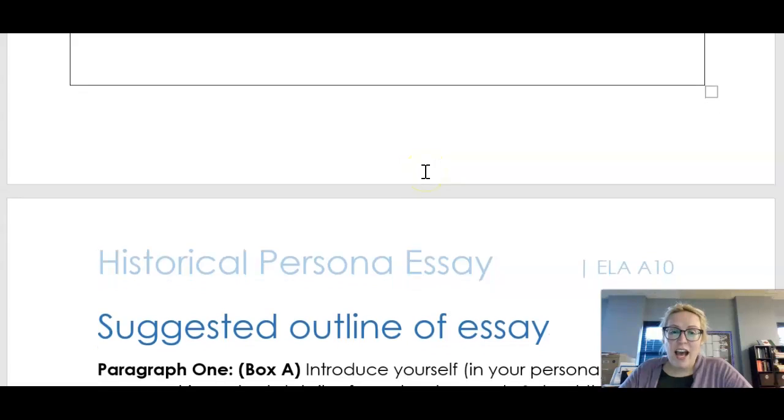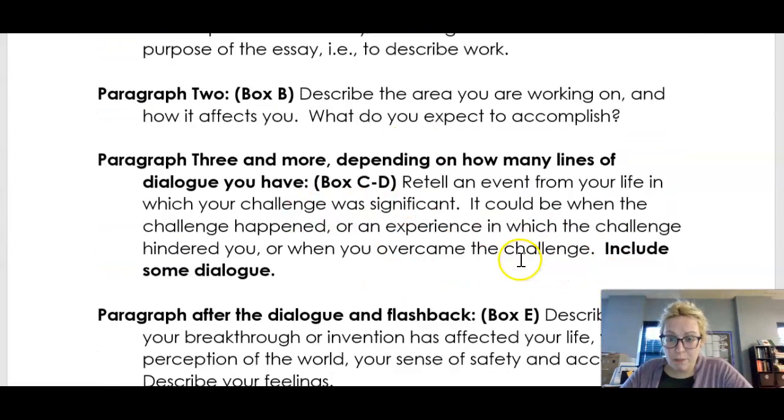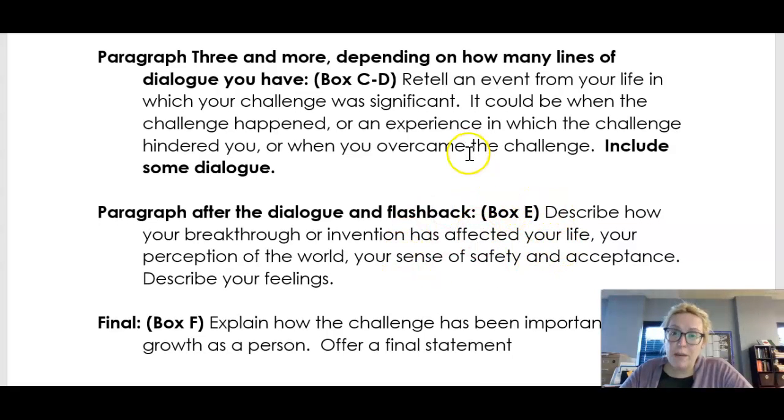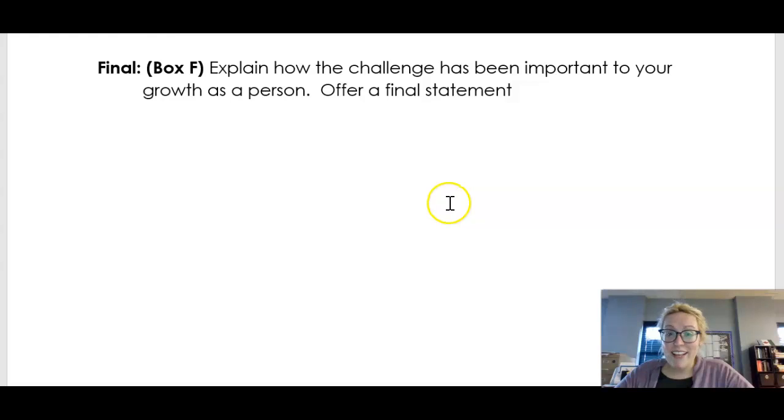So that box A, box B, D, and C, you can combine those. Or you can combine D and E. Like it depends on how your person is organized in your essay. And then the final box, basically, how has the challenge been important to your growth as a person? Offer a final statement, a last words of wisdom that you want to give the reader, me, for your essay, so your audience. And that's it, guys.